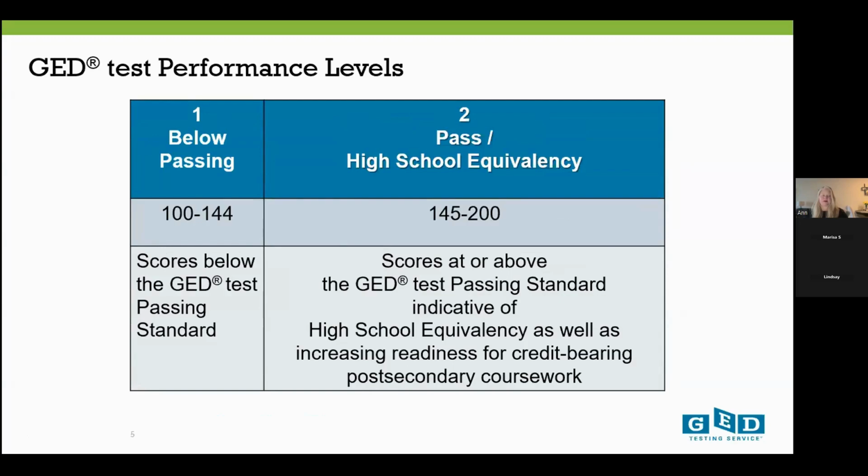Internationally, we report out the performance levels at below passing and pass or high school equivalency. So 100 to 144, that is not a passing standard. 145 to 200 is passing and indicates that the student is at high school equivalency. But if they get closer to 200, they could also be ready for credit-bearing post-secondary coursework. And I'll get into that in a bit too.